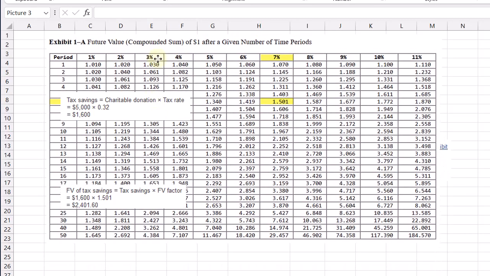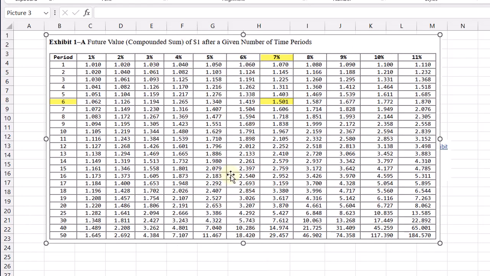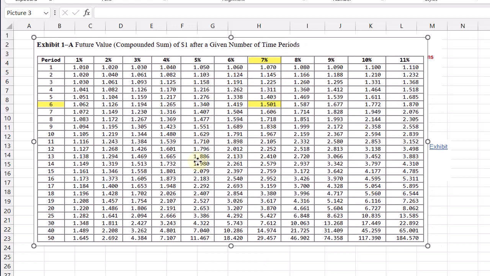Oh, I guess I got to bring this to the front. There we go. Now I brought it to the front. So we've got to find where 7% interest and the number of periods intercept, and that's right there at 1.501.